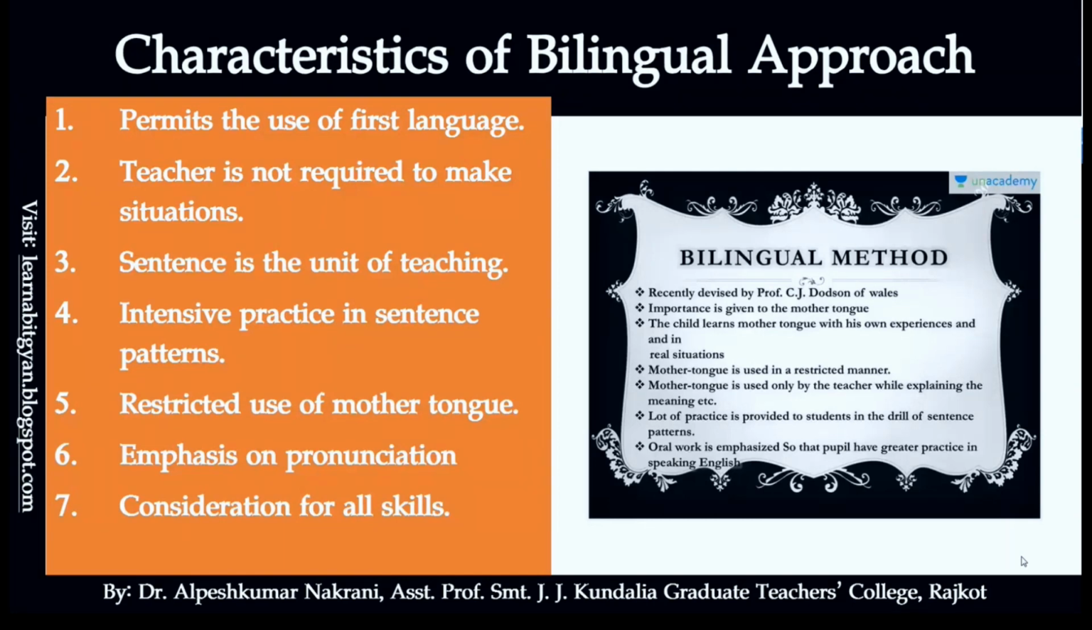It also concentrates, starts on listening and speaking. So it follows the method and the order of skills, and it teaches all the skills. It doesn't mean that it just focuses on oral skill. The method also teaches all the skills.